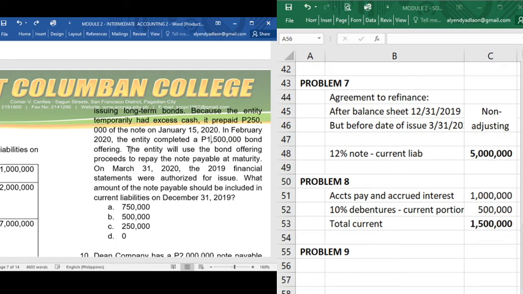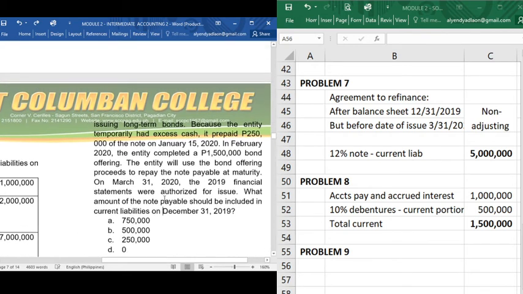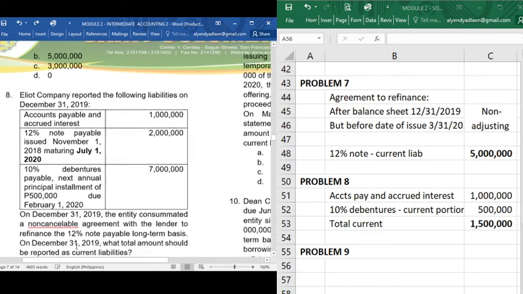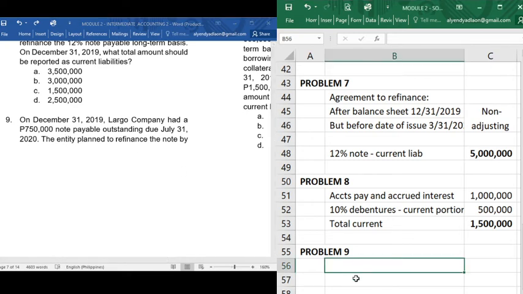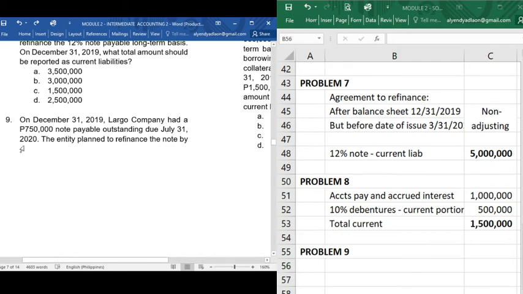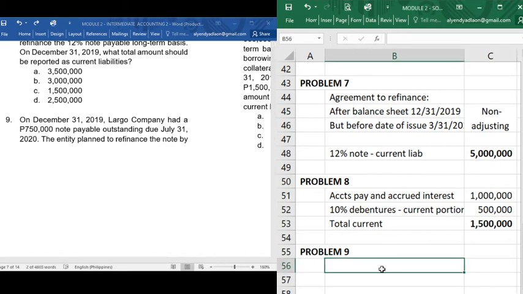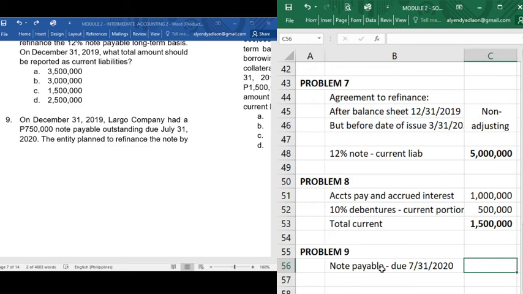Okay, take note, current liabilities only. Actually, I did not clarify that yet. Let me read it again. How much is the current liability? Okay, on December 31, Largo has a note payable of 750,000 due July 31, 2020. So let us write it: note payable due July 31, 2020. Meaning that is within 7 months. Okay? So, that is 750,000.